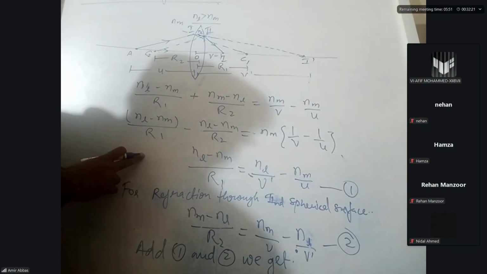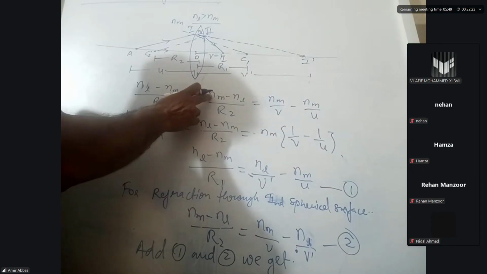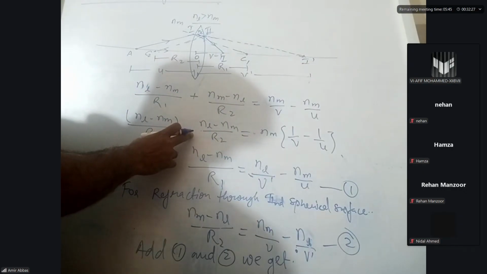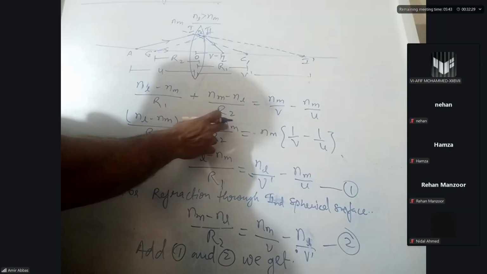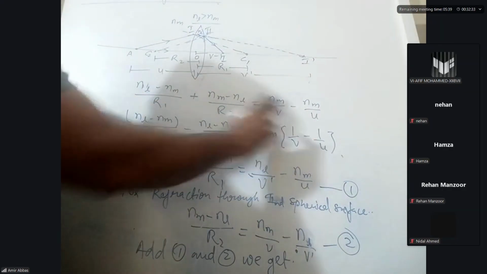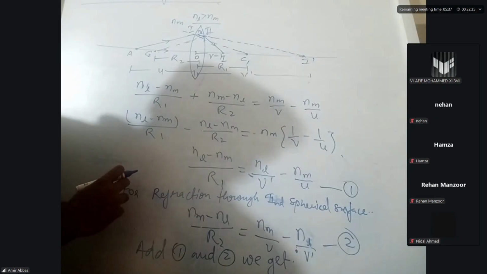Have you got this, beta? We have taken minus common from here. We have taken minus common here. Then it will become NL minus NM upon R2. And NM common from there, it will become like this. Have you got this?